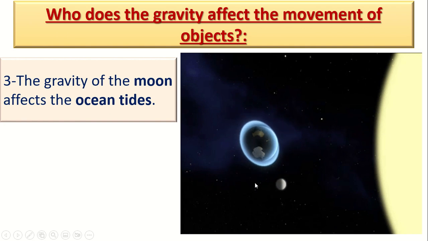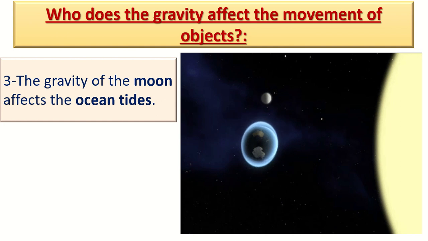What happens when the moon is right here? It attracts the water a little bit, so the high tide happens. And when the moon leaves the place, what happens? The low tide happens. So when the moon passes over a part of the earth, the high tide happens, and when the moon leaves it, the low tide happens. The gravity of the moon affects the ocean tides.